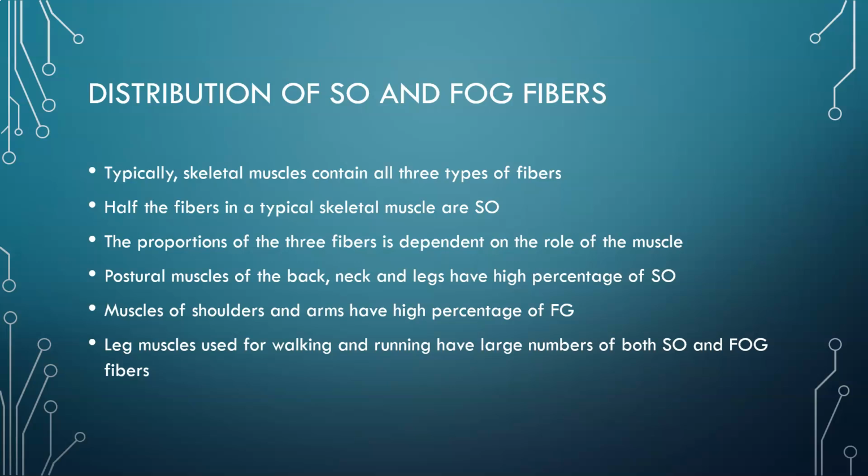For example, the postural muscles that we find in the back, neck, and legs, the ones that hold us up when we're sitting or standing, have a very high percentage of slow oxidative fibers because they have to sustain muscle contractions for very long periods of time, which gives us our postural positions. Muscles of the shoulders and the arms have a high percentage of fast glycolytic fibers; they're the throwing muscles, for example. And leg muscles used for walking and running have large numbers of both slow oxidative and fast oxidative glycolytic fibers, and therefore long and short periods of muscle contraction.